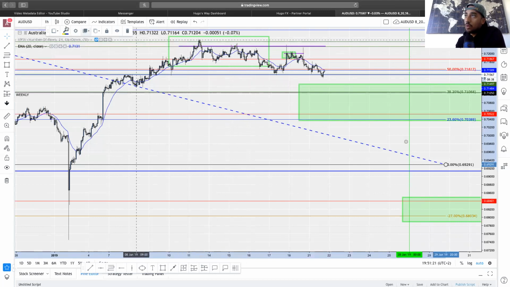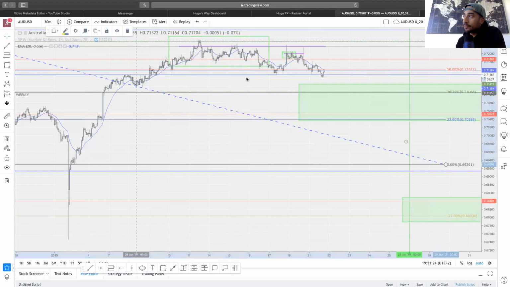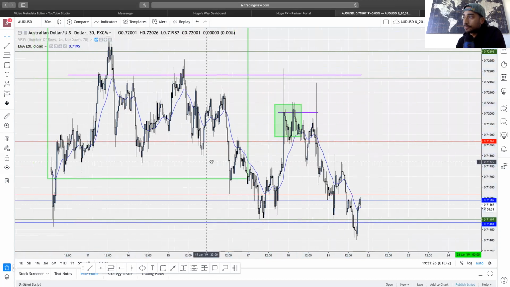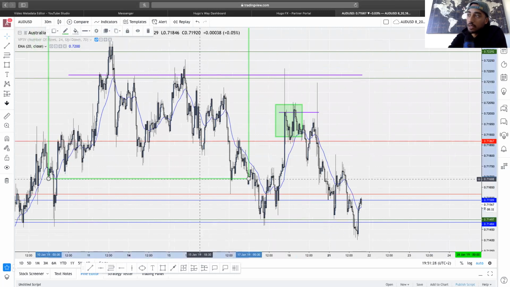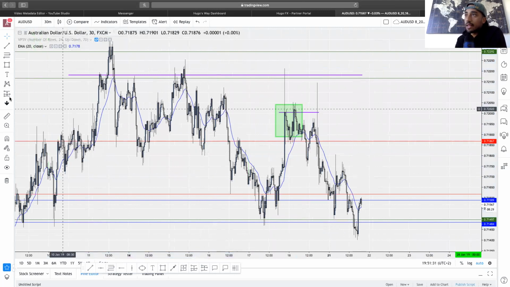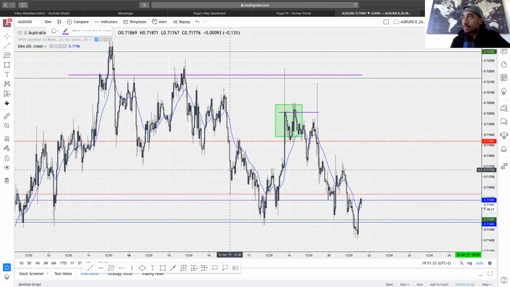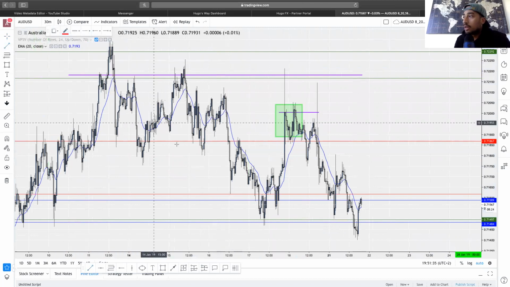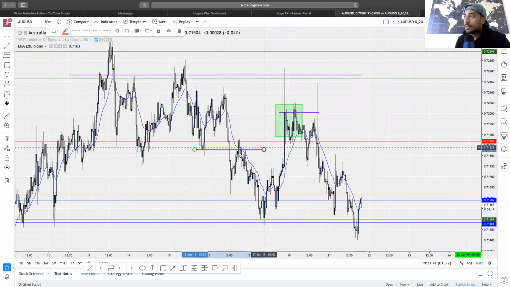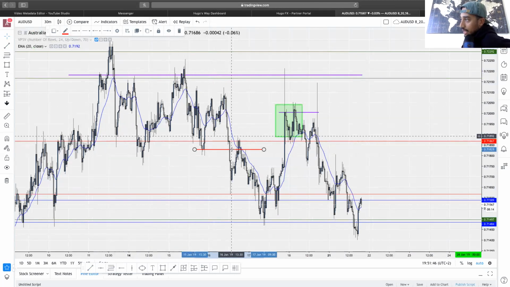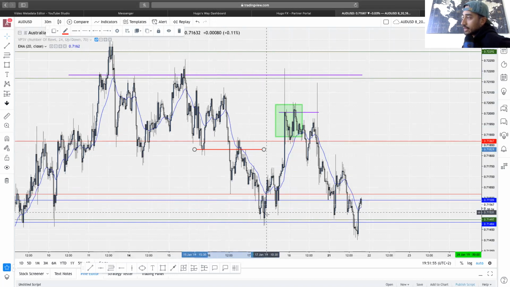What we saw, let's look at the M30 now, was that price decided to break its structure right here. This was the clearest break of structure. So we saw that price broke its structure right here, retested, and then continued. I'd already entered somewhere around here, and then from there it continued to the downside.